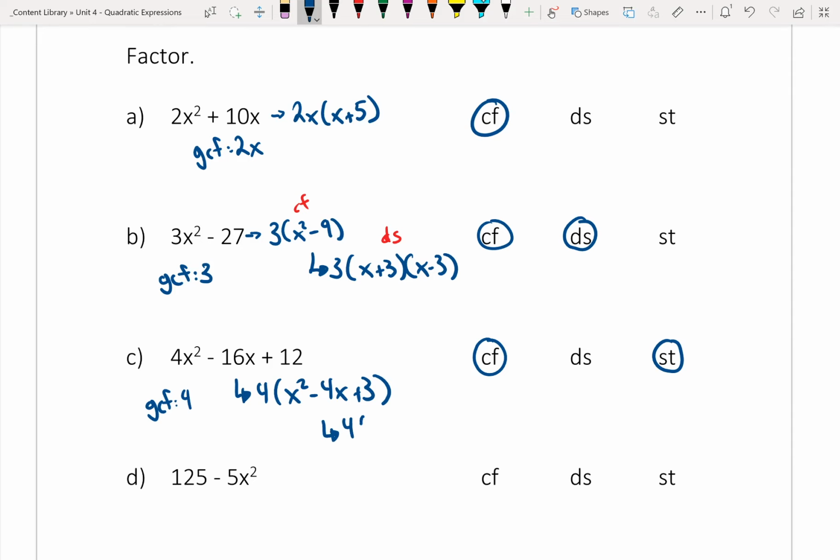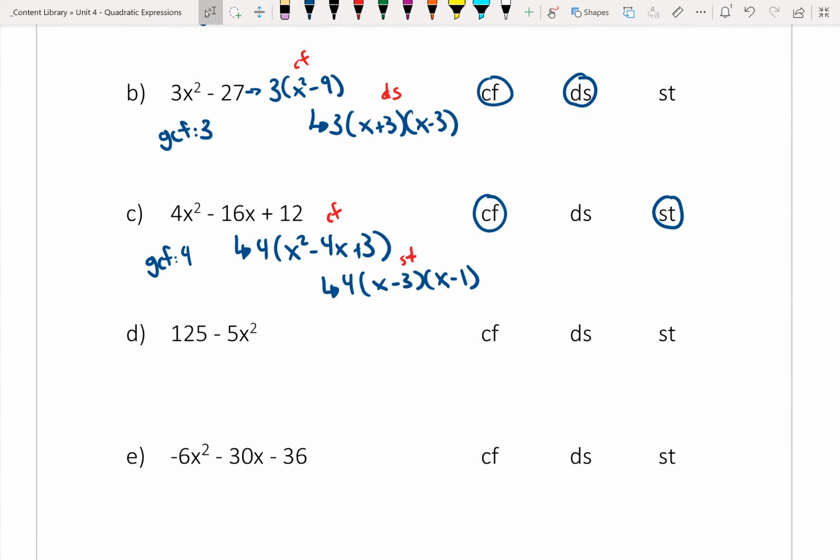The 4 still stays the same, and inside the bracket, I'm looking for 2 numbers that add to -4 but multiply to +3. And I end up with x minus 3 times x minus 1. So I start with common factoring, and then I do simple trinomials. And then I'm finally factored at the end.